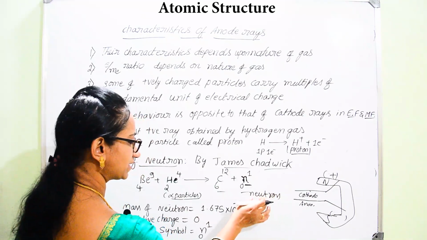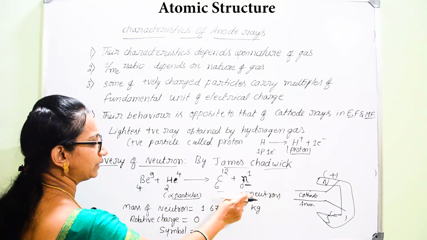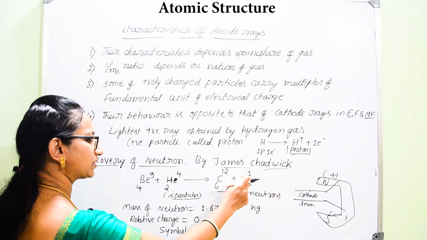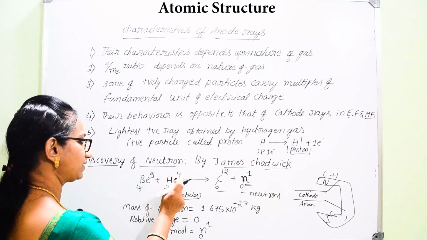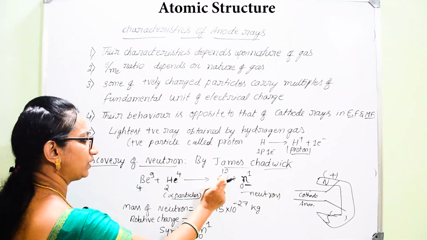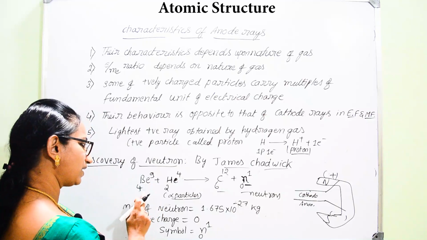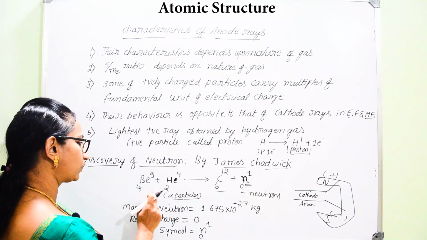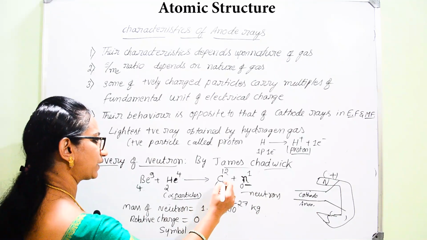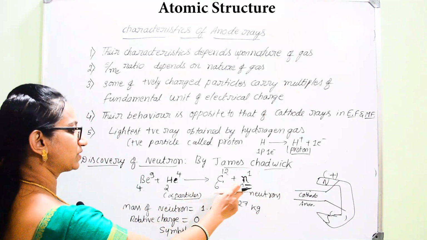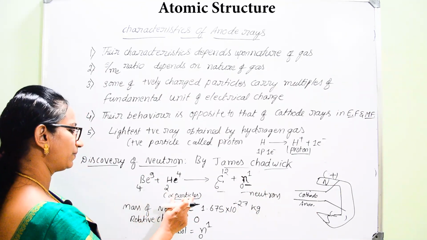So the neutron is given the symbol n with charge value equal to 0 and mass value equal to 1. Here you can find 9 plus 4, which is 13. Here 12, and one more extra mass value is given in the form of the neutron. Whereas for charge, 4 plus 2 is 6, and you exactly get the same charge value 6 with respect to carbon. Hence he was able to generate these neutrons by bombarding beryllium with alpha particles.